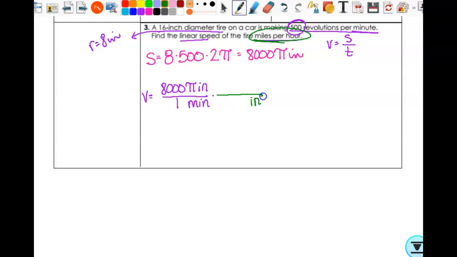So if inches is in the numerator, I'm going to put it in the denominator so it cancels out. And I'm going to go from inches to feet. If I write that in there first, then it's really hard to get this messed up, because 1 foot has 12 inches. I still don't need it in feet. I need it in miles.